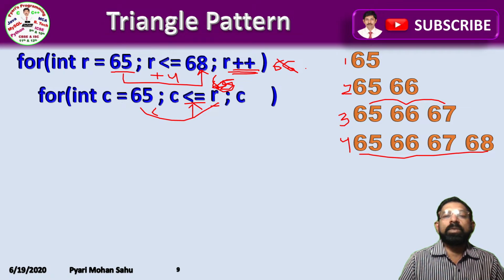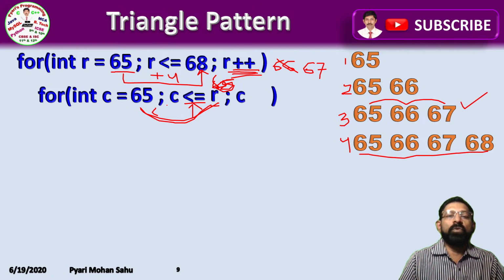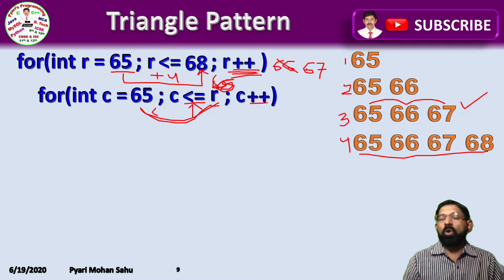Next time it will be 67. R value will be 67 because I am saying plus 1, R plus plus. 65 to 67, where 67 also needs to be included. So that's why less than equals to. Obviously, when I move from 65 to 67, it will be plus plus. Now the rest part is common.